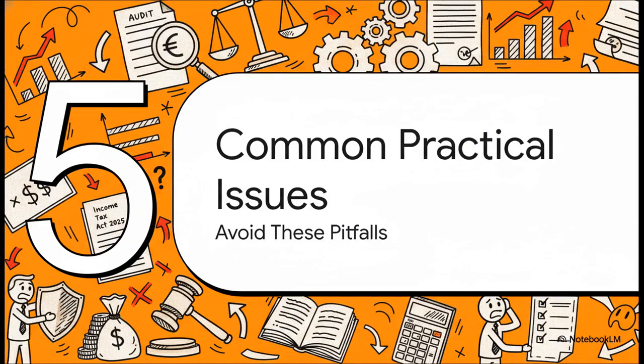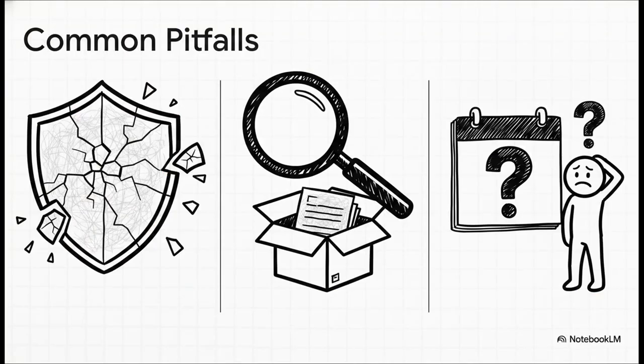Next up, Part 5, Common Practical Issues. Now, what are the traps? Well, a huge pitfall we see is simply failing to hand over the required evidence to the TPO on time. If you drop the ball here, the TPO has the explicit power under Rule 105, Subrule 5 to invalidate your safe harbor option entirely. Your protection just vanishes.